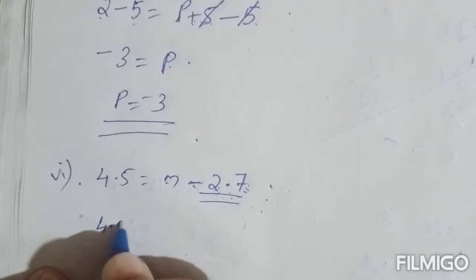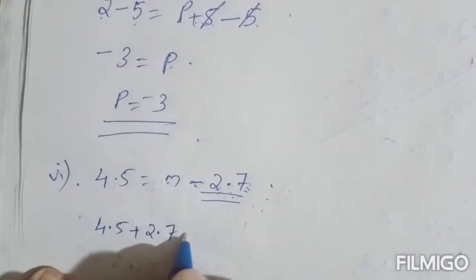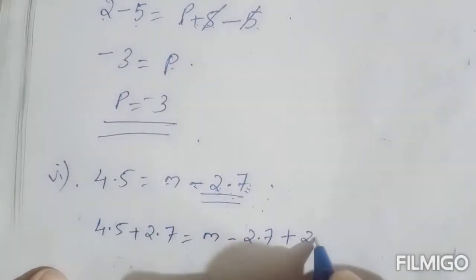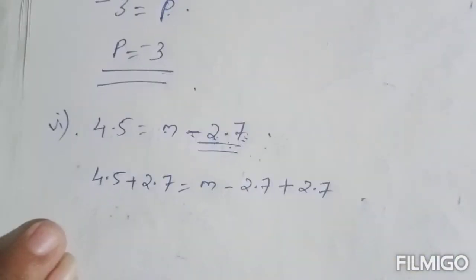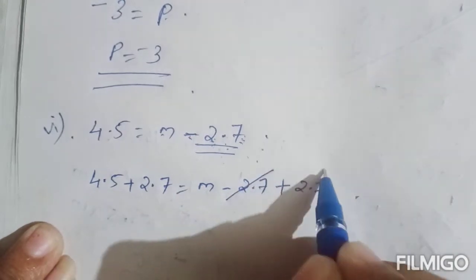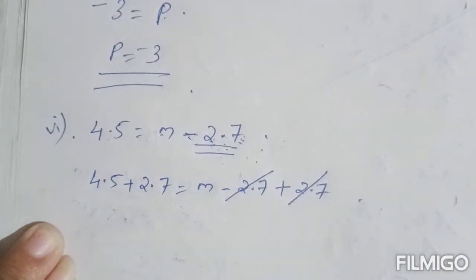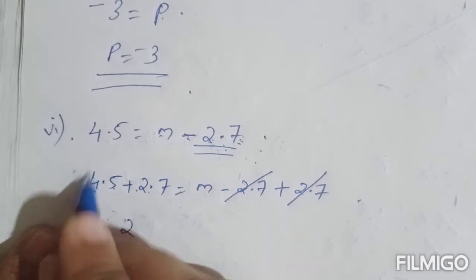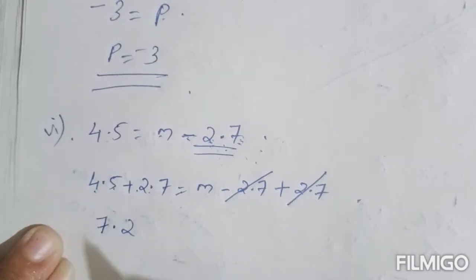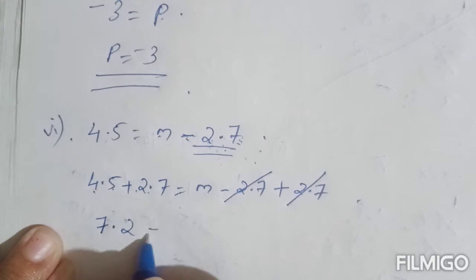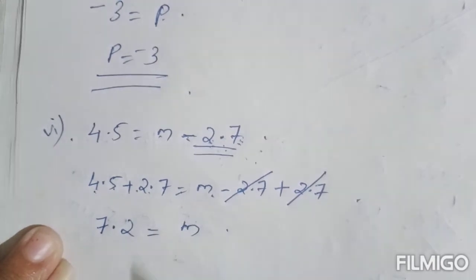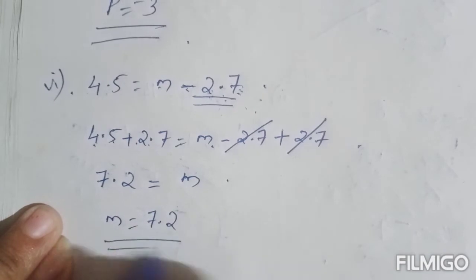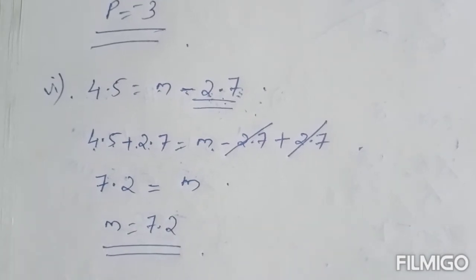That is 4.5 plus 2.7 equal to m minus 2.7 plus 2.7. Now minus 2.7 plus 2.7, it is 0. 4.5 plus 2.7, you will get 7.2 equal to, here it will be m. That is m equal to 7.2. This will be the answer.